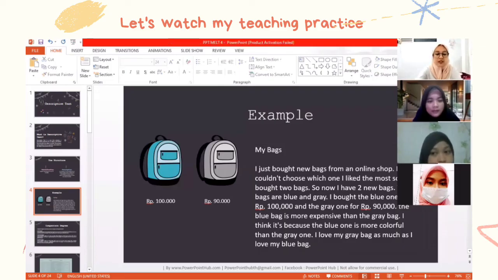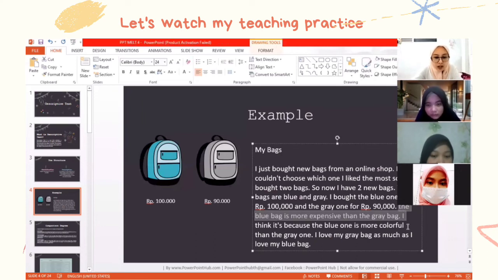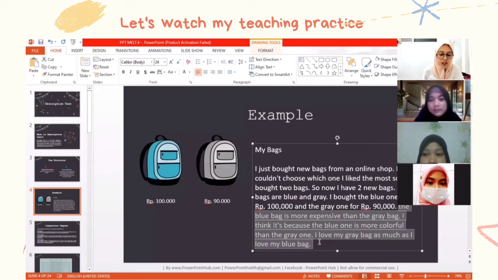Thank you, Miss. Okay, now you can see the comparison in this text. For example, the blue bag is more expensive than the gray bag, and I think it's because the blue one is more colorful than the gray one. And then I love my gray bag as much as I love my blue bag. Here we can see that there are comparison degrees used in this text, that is, more expensive and as much as.